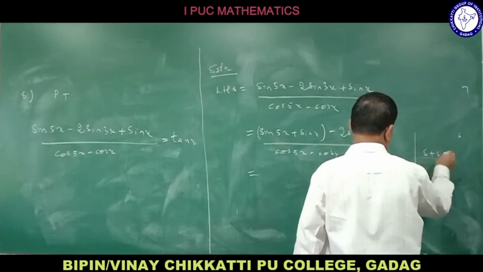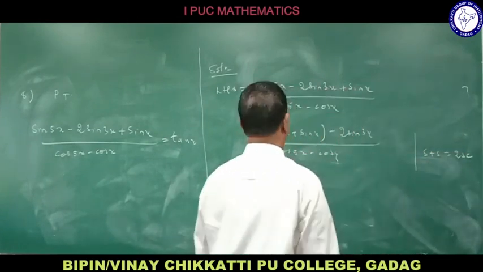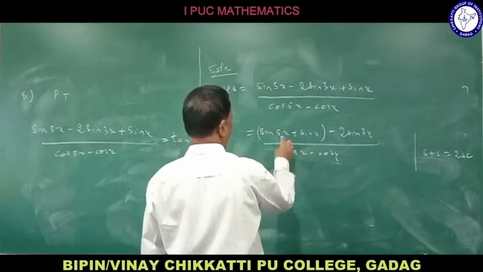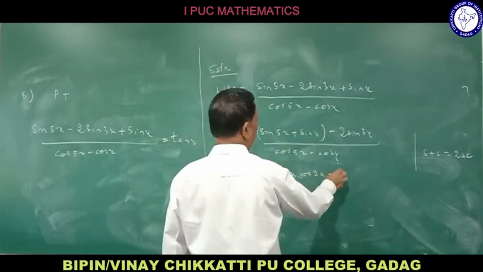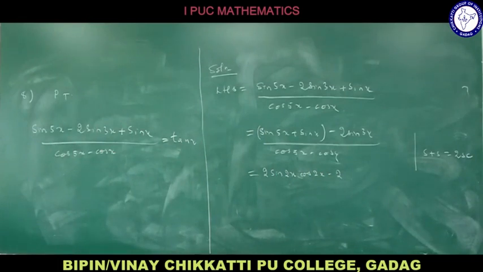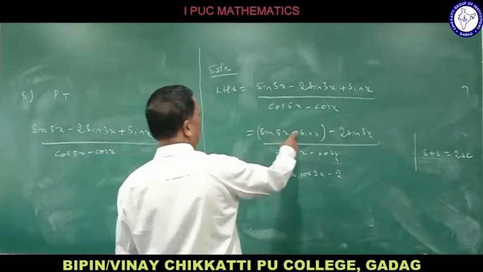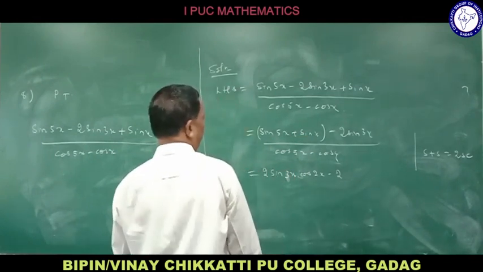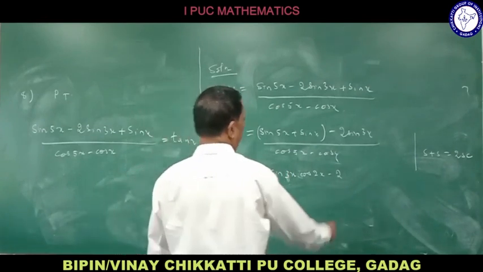This is equal to S plus S. You remember the formula: S plus S is 2 S C. Then 2 sin of (5x plus x) by 2, that is 6x by 2, which becomes 3x, and cos of (5x minus x) by 2, that is 2x, minus 2 sin 3x, divided by C minus C.